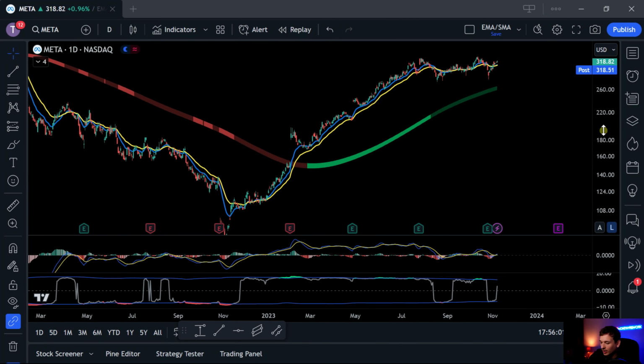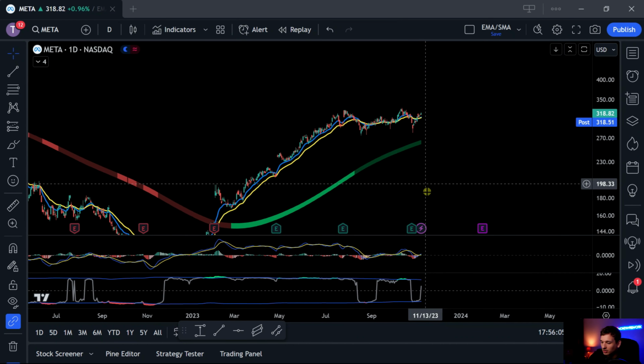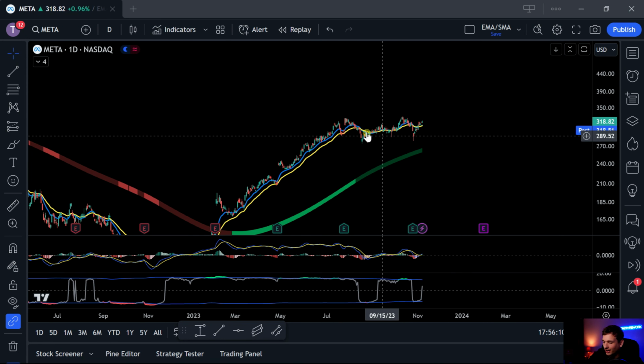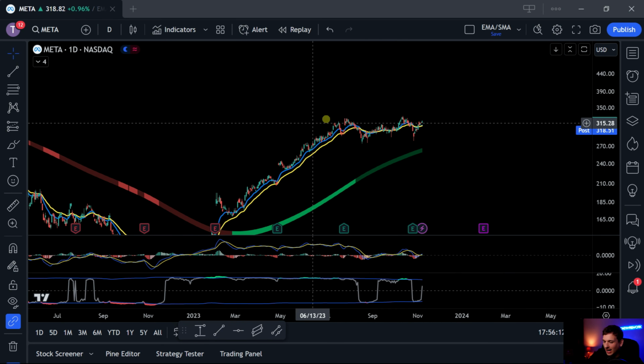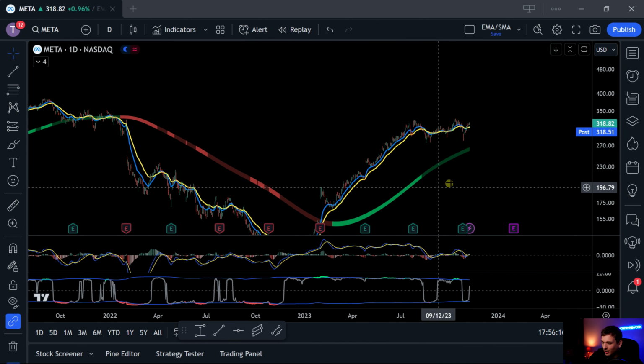And then we got a buy signal right over here. So where are we right now? Well, it's pretty much the same thing as Apple, but we don't have this downtrend like we have with Apple, right? We are decently above the market bias indicator.